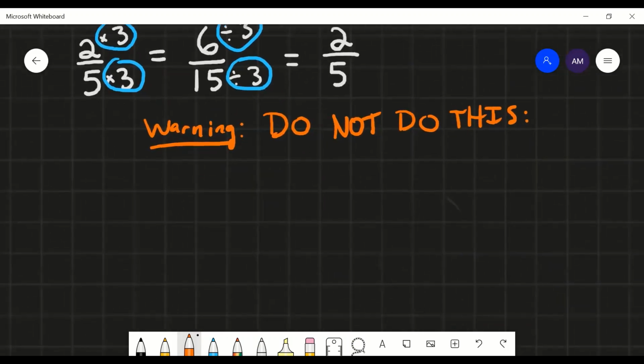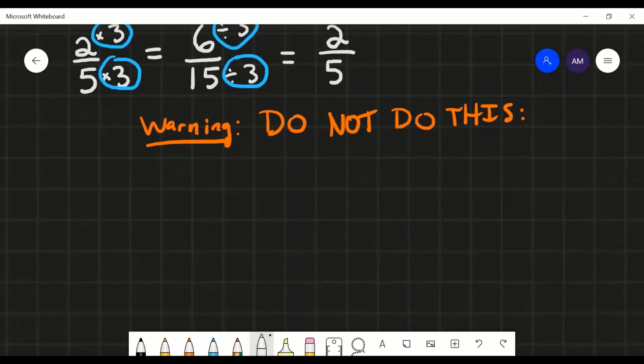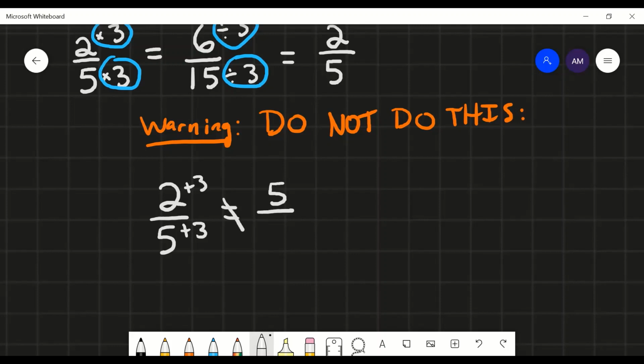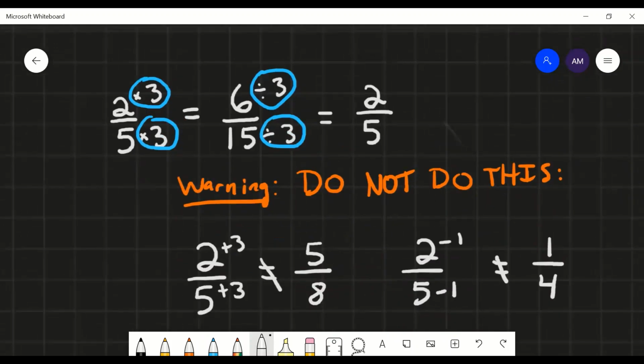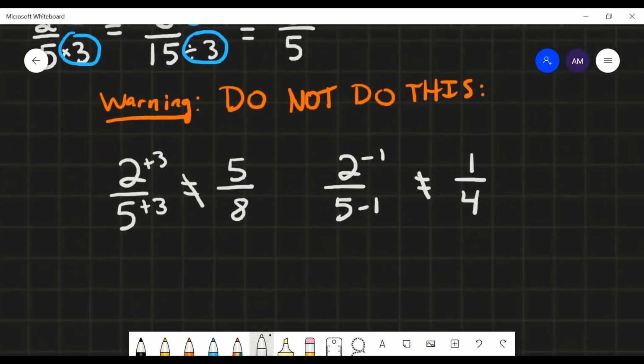Now that I mentioned this, let's be very careful to never do the following things. We are not allowed to just add the same number on top and bottom. This would not work. Same thing with subtraction. We are not able to just simply subtract something from both the top and bottom numbers. You'll get a completely different answer if you do these. It is okay to do with division and multiplication, but please, please, please never do this with addition or subtraction.